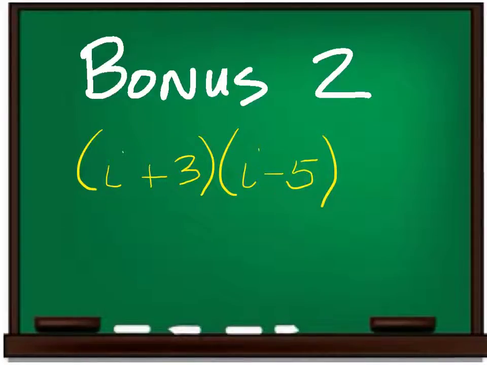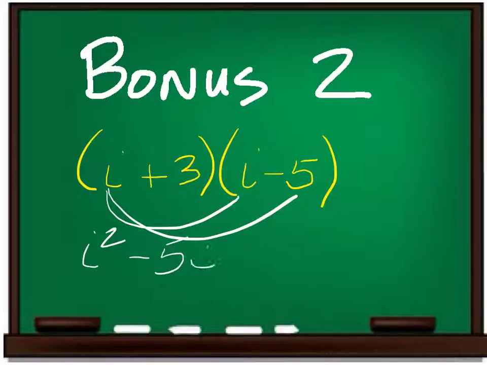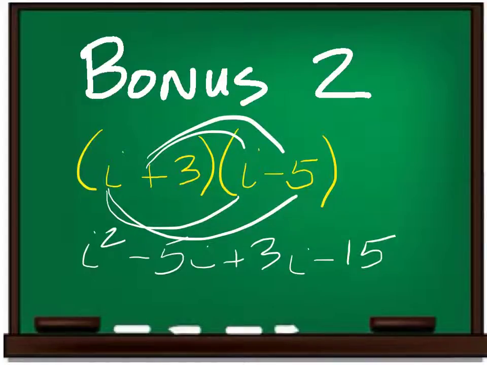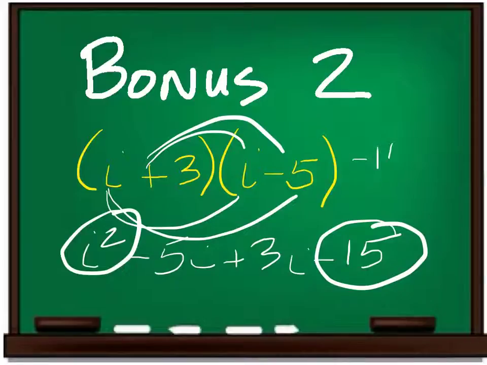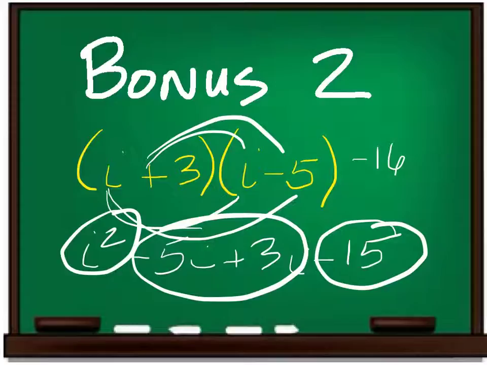On this one, when you multiply, you should get i times i, which is i squared, and then i times minus 5 is minus 5i. 3 times i is plus 3i, and then 3 times minus 5 is minus 15. That's negative 1 minus 15 is a negative 16. And then when you simplify the middle, negative 5 plus 3 will be a minus 2i.